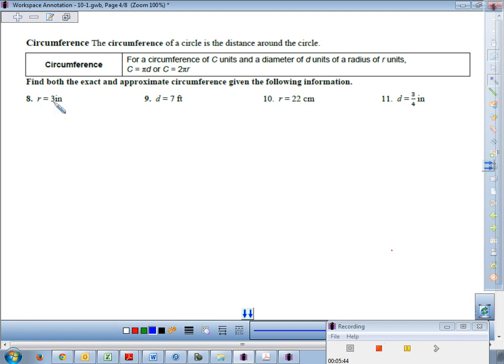So if they give me the radius and they want the circumference, I will use the formula with the r in it. And then we just have to put 3 in for r, and we can do a little bit in our head. We're going to take 3 times 2, and it says give both the exact and the approximate circumference. Well, the exact circumference is right here. It's 6 pi. That's it. Pi is a nasty number, meaning we'd have to round that off if we punch it in our calculator. So the exact circumference is 6 pi.